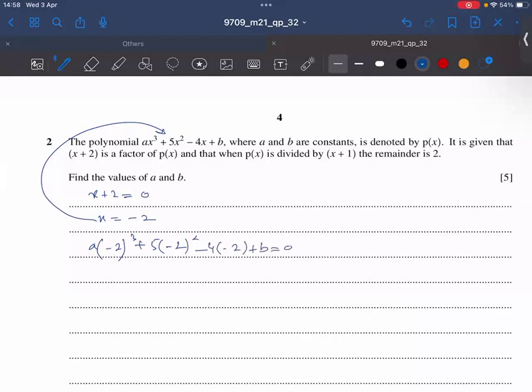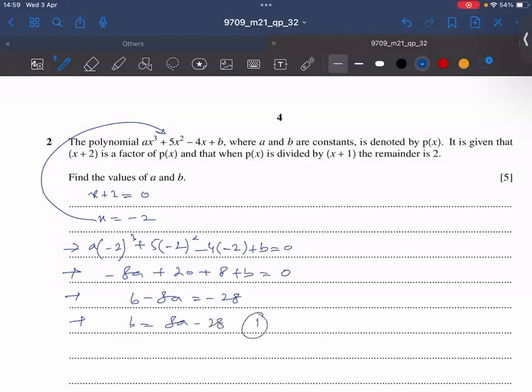So the value of the function against the value of root is equal to 0. So it's going to be minus 8a. That's the remainder theorem basically. So minus 8a plus 20 plus 8 plus b equal to 0. We will also make another equation with the help of the remainder, with x plus 1.